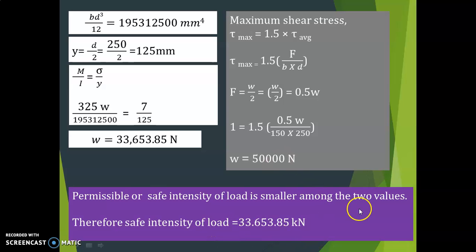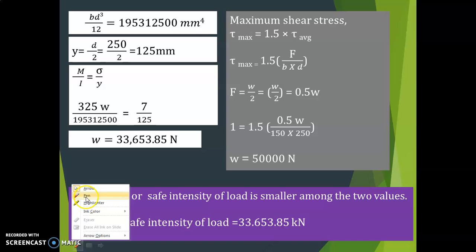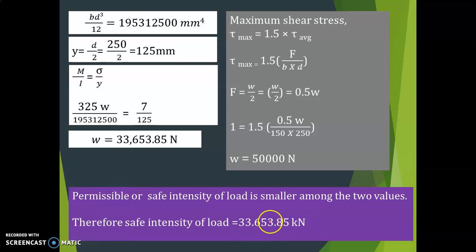So what is the permissible or safe load? It is the smaller among the two values. So here the smaller value is 33,653.85 Newton, or 33.65 kilonewton is enough. This is the answer. So this is very important.